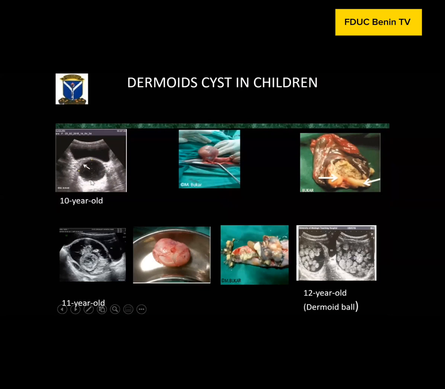Now, somewhere here you can see an echogenic area. Again, here you can see an echogenic area. At surgery, you can see areas of calcification. So once you see an echogenic area in the adnexa, and you make a diagnosis or an impression of dermoid, you are more likely to be right than to be wrong.